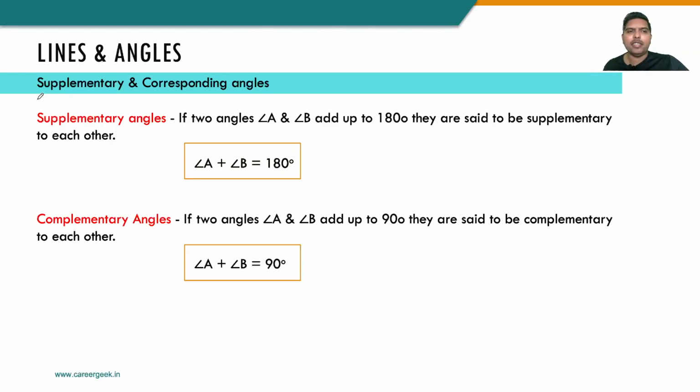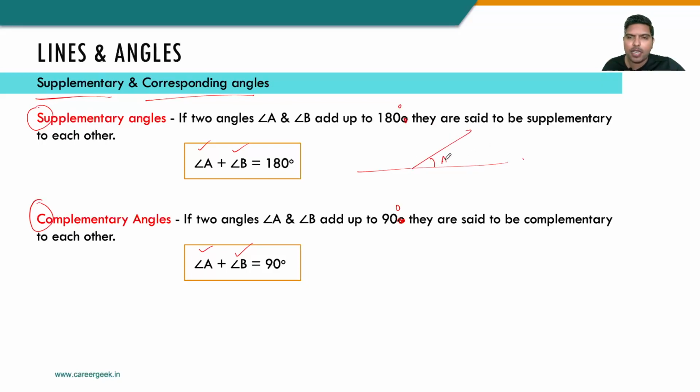The next set is supplementary and complementary angles. What is supplementary? Supplementary is if sum of two angles add up to 180 degrees. What is complementary? Sum of two add up to 90. So this you'll need to remember. If sum of two add up to 90 degrees, that is complementary, and if sum of two add up to 180 degrees, that is supplementary.